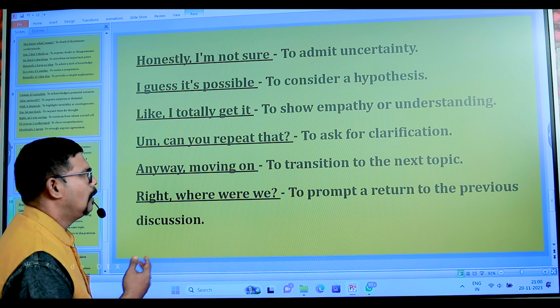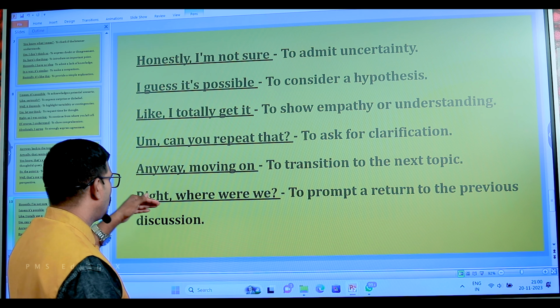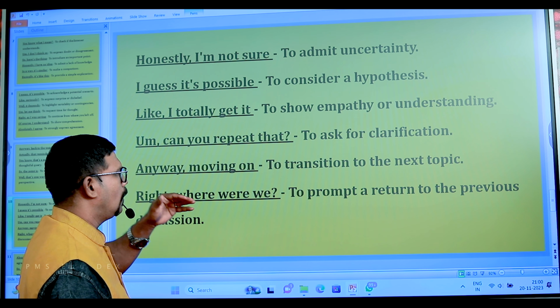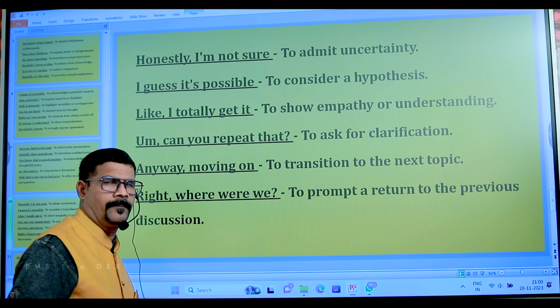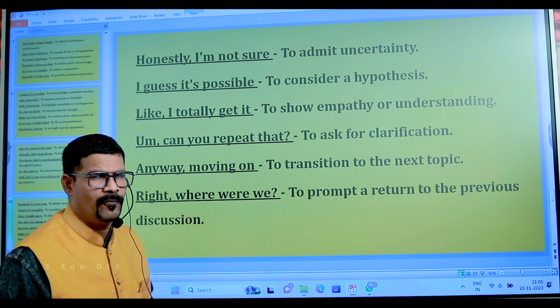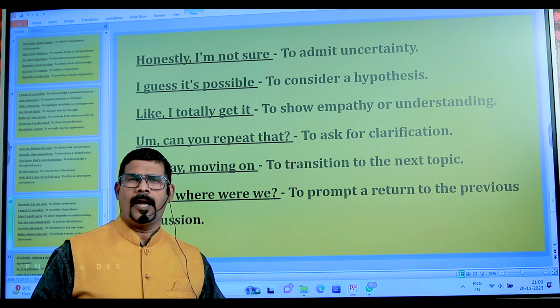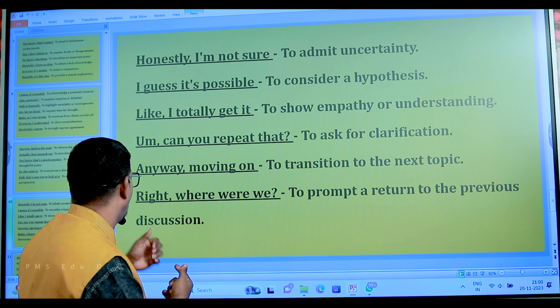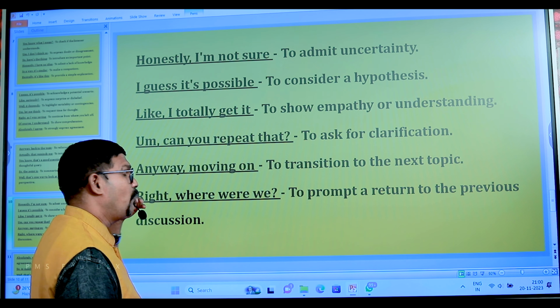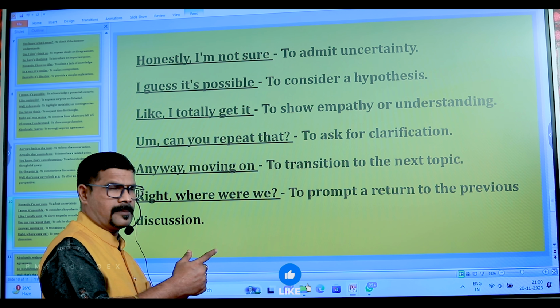Where were we? If you forgot the point or idea, we use this filler phrase to prompt a return to the previous discussion. Most of the time we forget the important points or what we are trying to convey, and at those times you say this phrase. Where were we? So we can ask repeatedly.